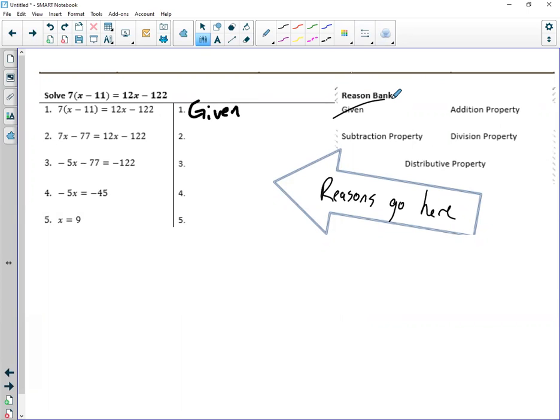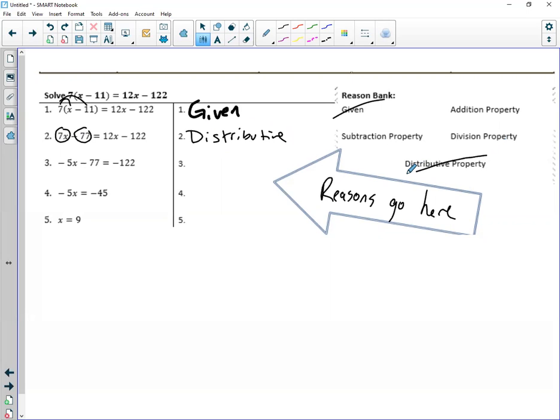Well, we distributed, right? Because we took 7x times, or 7 times x and 7 times 11, which created these two numbers, right? So we took these two things up here and multiplied them to get 7x and 77. We distributed up here. So that's how we got to step 2, right? We distributed. So once you distributed, that got you there. So that takes care of this one.